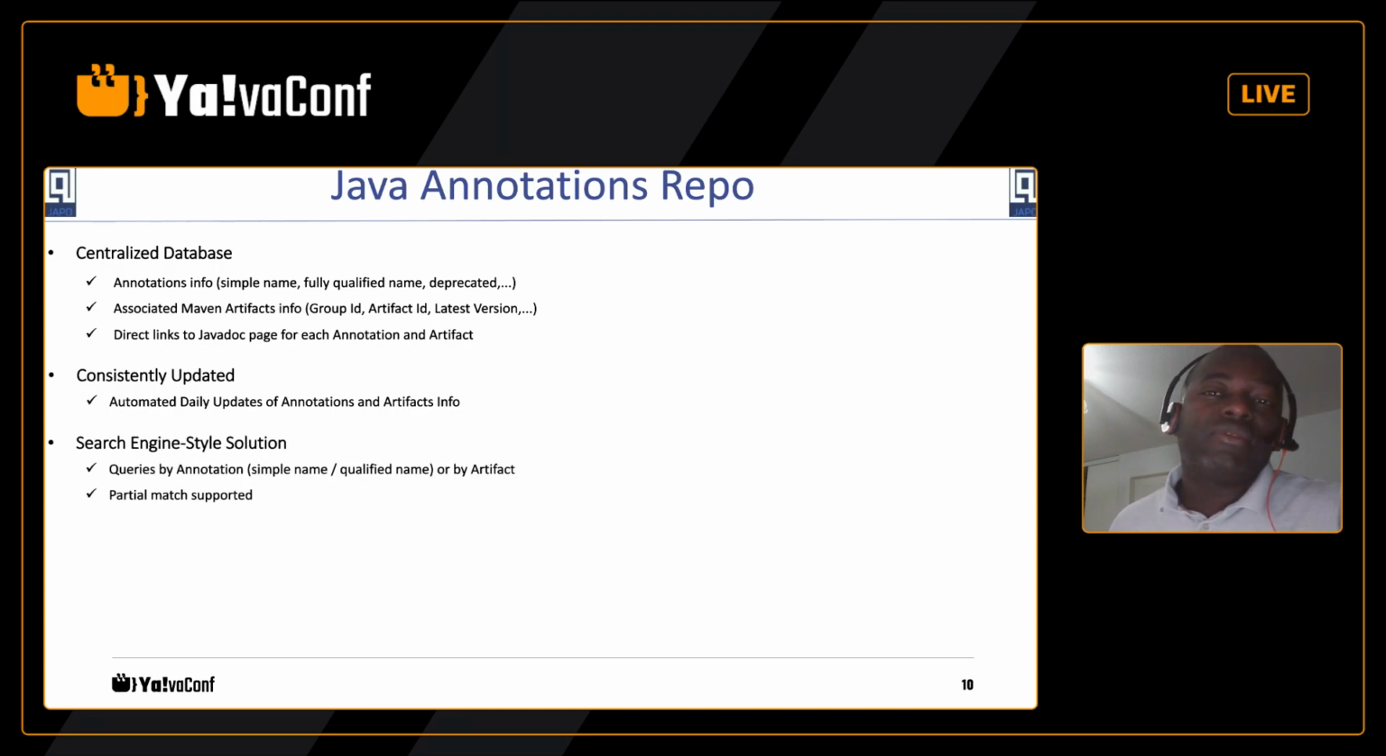All of the information from the JAPO database can be searched through partial match queries so that you don't have to type in the entire name of the annotation or the artifact.